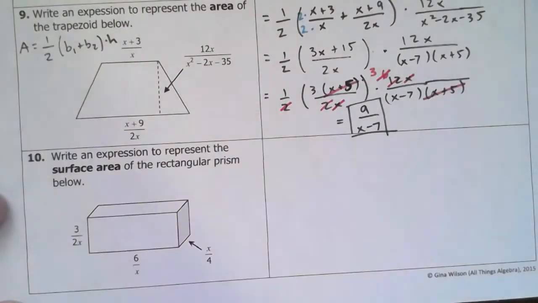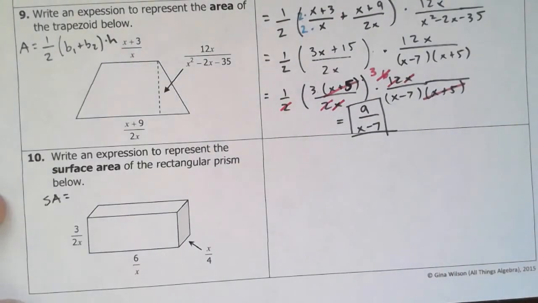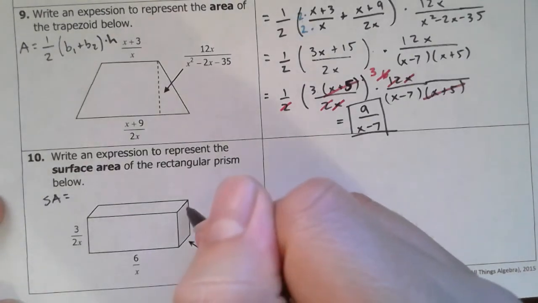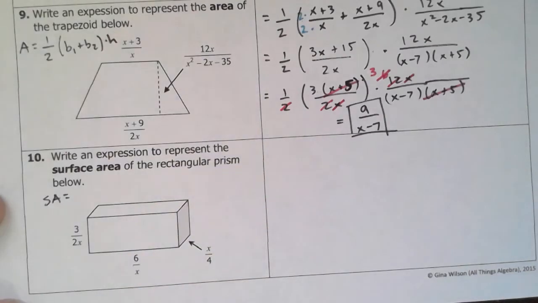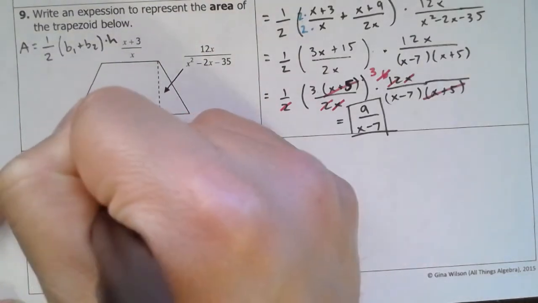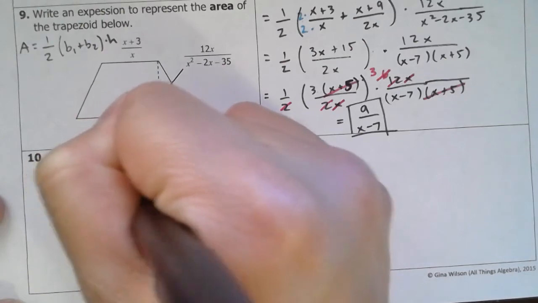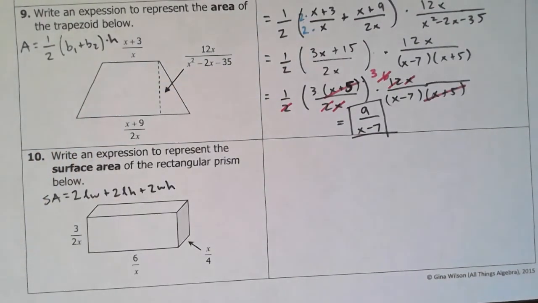For the rectangular prism, you have 2 of each side, right? So length times width, width times height, and then height times length. And you have 2 of each of those faces. So you can say it's 2 times length and width plus 2 times length and height plus 2 times width and height. Okay, because you have 2 of each face.